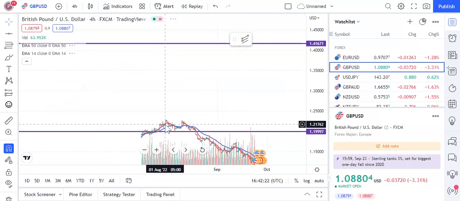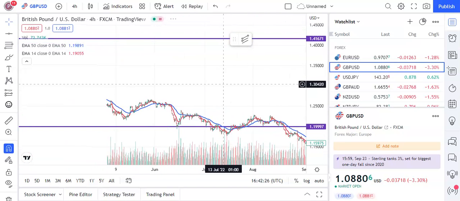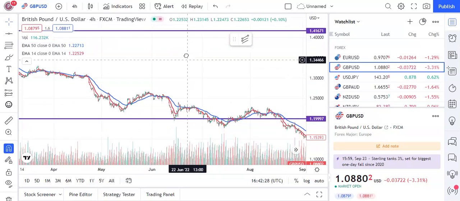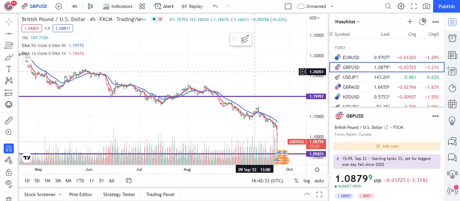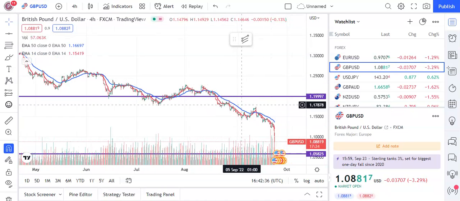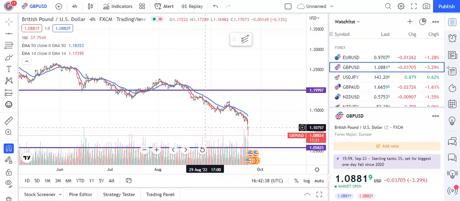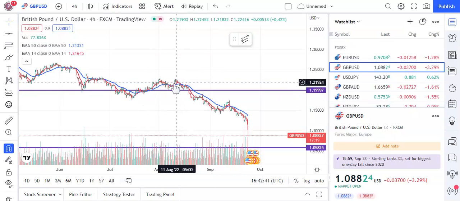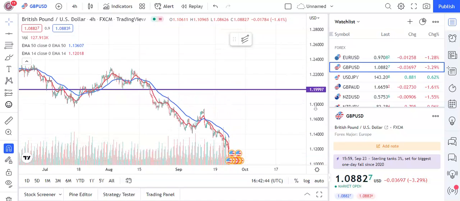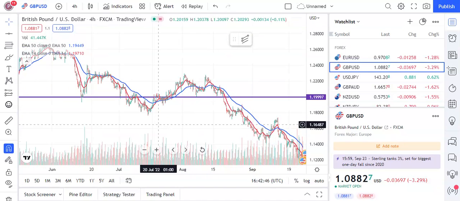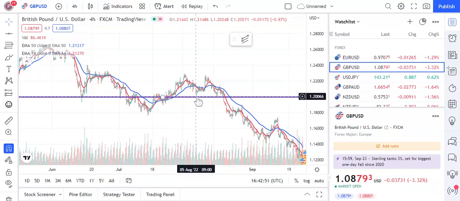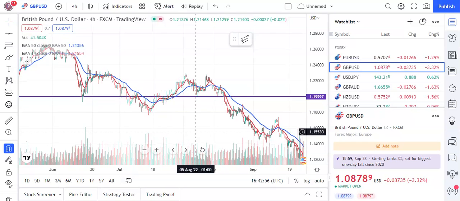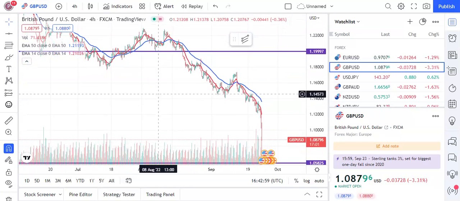I'm looking for possible areas of support and resistance on the 4 hours time frame. This is what I do. So here is the 4 hours time frame. As you can see, I'm looking at the recent data of what happened on the 4 hours time frame here. You can see here price came here, found resistance, dropped down, found support, went back up, found resistance, dropped down. Look at it here.